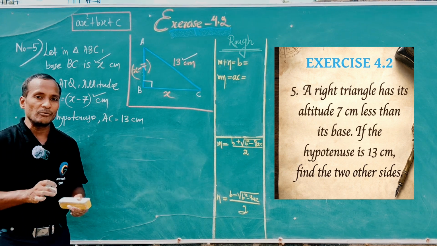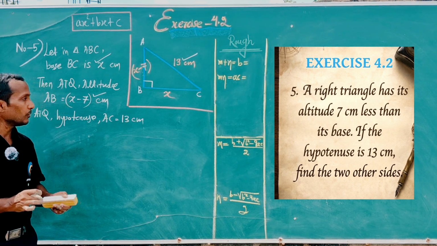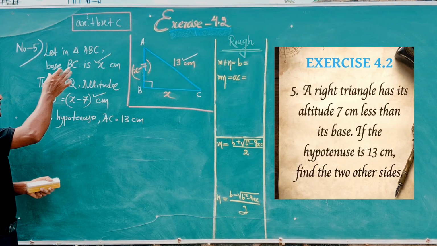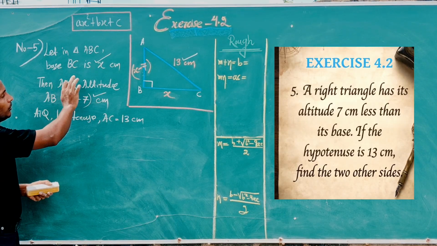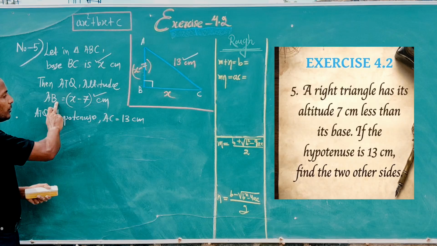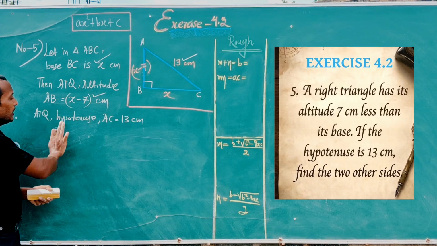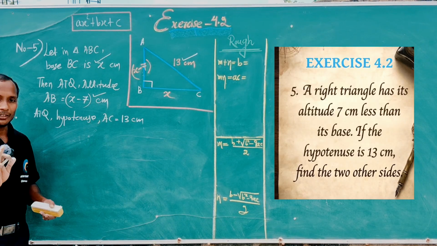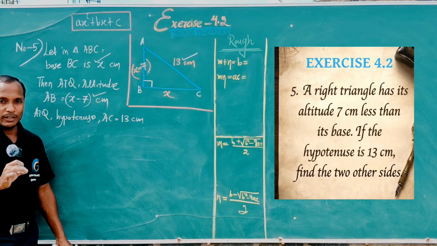Now it's time to frame equation. We understood the question. It was on geometry related to right angle triangle. We took the variable for unknown things like base BC. Then we represented altitude in terms of BC or base. Then we wrote the given thing, hypotenuse AC is 13 centimeter. Now it's time to frame equation.